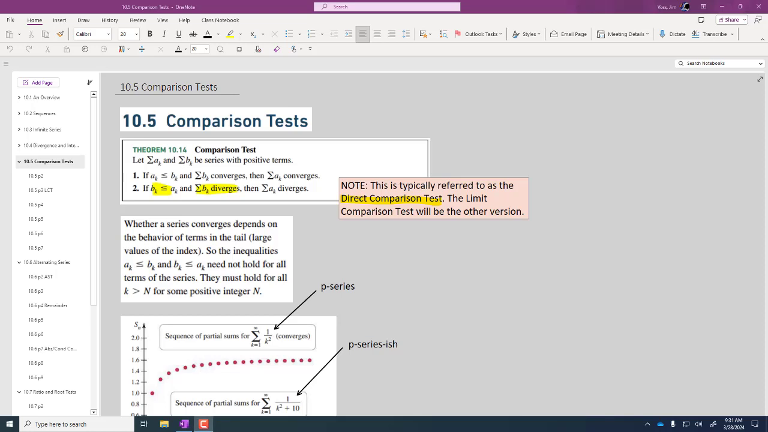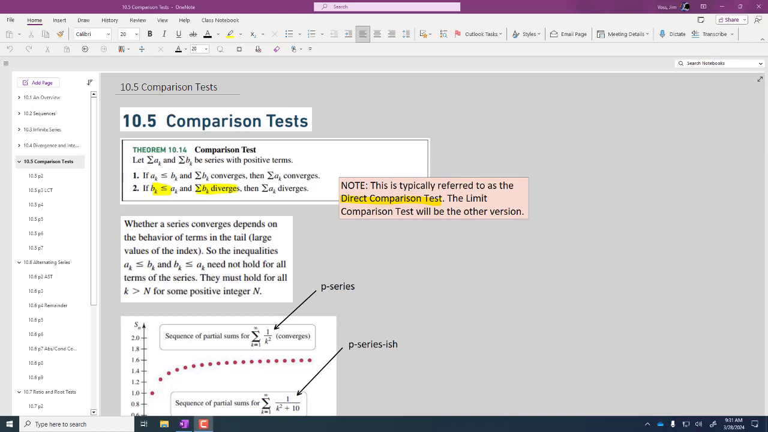Once again, we have 10 total tests, quote-unquote tests. Not all of them are really tests. Some of them are just forms, like the geometric series. And our next pair of tests are comparison tests.